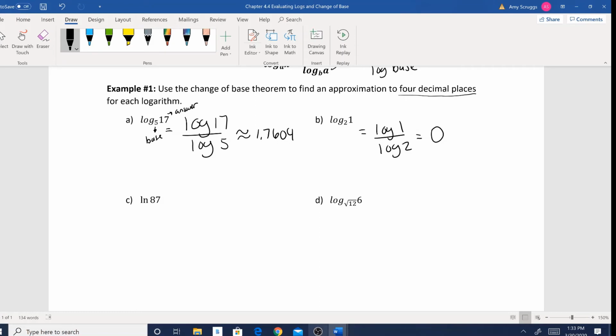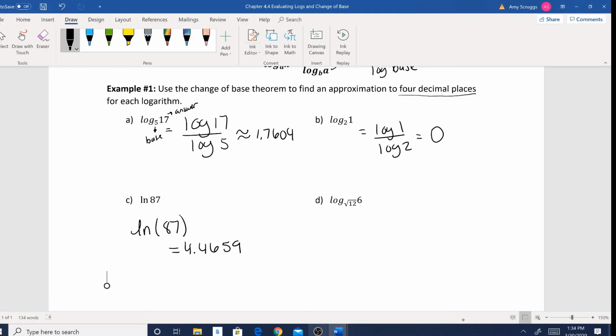Most of your calculators are also going to have the ln button. You may have to press second first or something like that, but whenever you see ln, these are even easier than logarithms because you don't have to do a change of base. The ln automatically has a base E. Okay, that's why it's a natural log. So all you have to do here is literally type in ln of 87 on your calculator, and it will give you the answer. So it should be 4.4659.